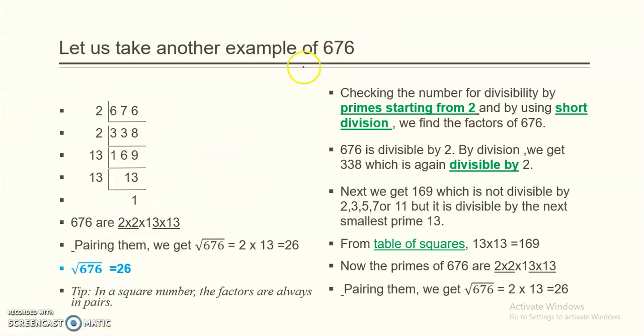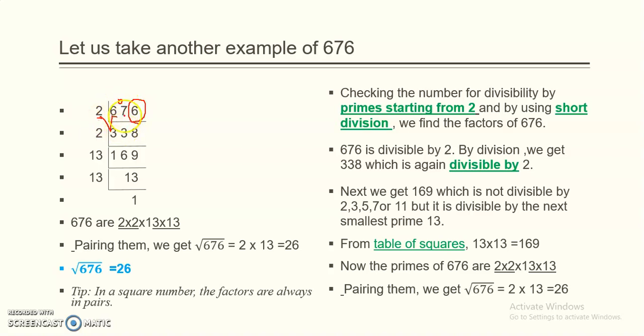Let us take another example, 676. Let us check the divisibility. Yes, it is an even number. Since it is ending with an even number, we can say it is divisible by 2, which is the smallest prime. Now let us start dividing by 2 by the short division method. 2 goes into 6 3 times. So 2 3s are 6. Now there is no remainder, so it is a 0 here.